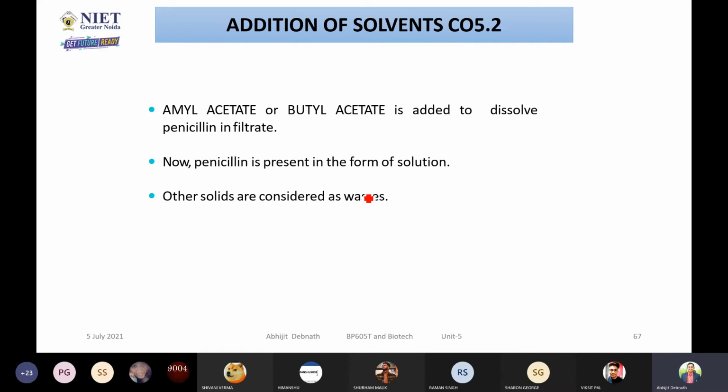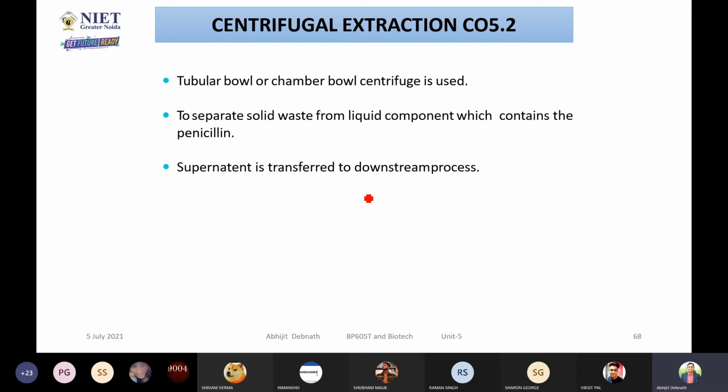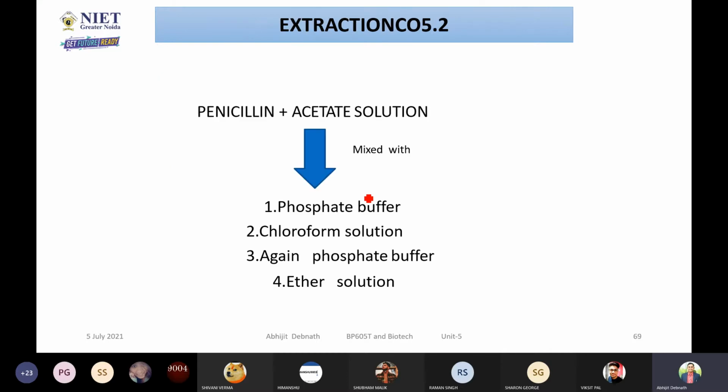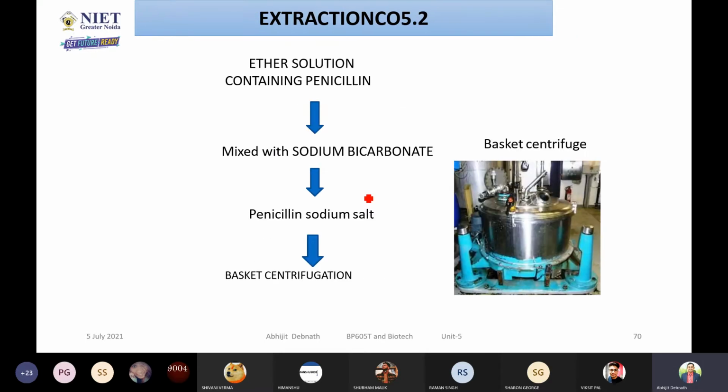Then you can also add some solvents, and after that you have to do centrifugation so that if any cell components or other waste are remaining, they can be eliminated, and then you have to extract the actual penicillin. So with penicillin you have to add some acidic solution and various buffers to maintain the pH of the particular substance, that is penicillin. So this is the entire process. You can see in this picture also.